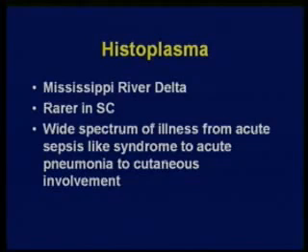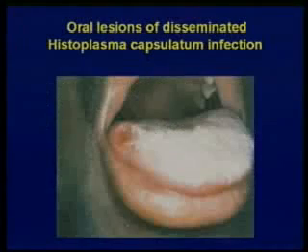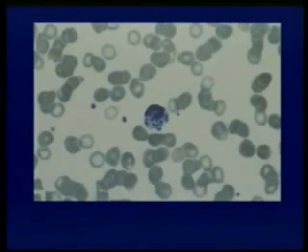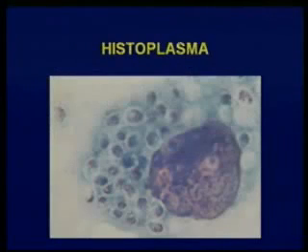Let's talk about histoplasma. The Mississippi River Delta region is very endemic for this organism. It's rarer in South Carolina, but can occur. There's a wide spectrum of illness from acute sepsis-like syndrome to acute pneumonia to cutaneous involvement. Here's an oral lesion for histoplasma, an ulcer. You have to do a biopsy or urine histoantigen. Here's the organism occurring in a macrophage, but here it is at higher magnification. Here's the organism here.